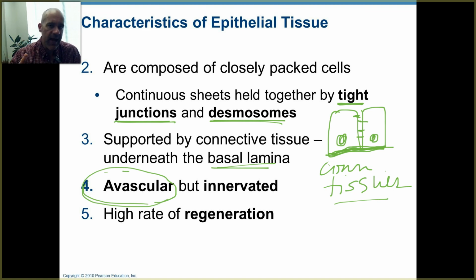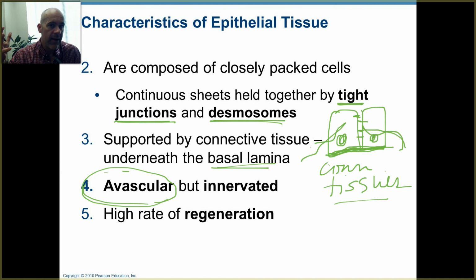Other characteristics: avascular. What does that mean? That prefix a means without. Vascular refers to vessels, so blood vessels. So this means that blood vessels don't infiltrate epithelial tissues.